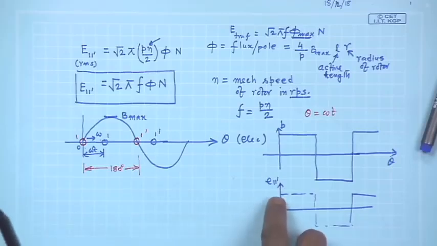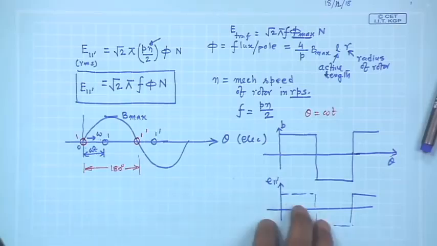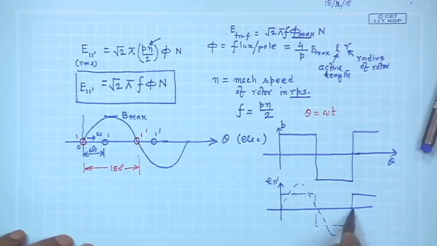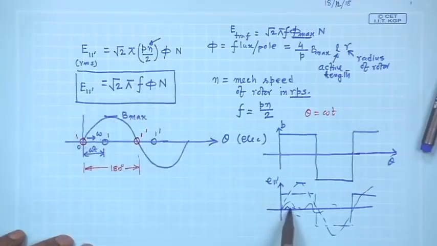But anyway, this periodic wave can be broken up into a fundamental component and third harmonic, fifth harmonic, all odd harmonics will come. That is, this voltage waveform can be found out as fundamental, then third harmonic, then fifth harmonic, and for each one of them this RMS voltage formula will be valid, because each one of them is sinusoidally distributed.